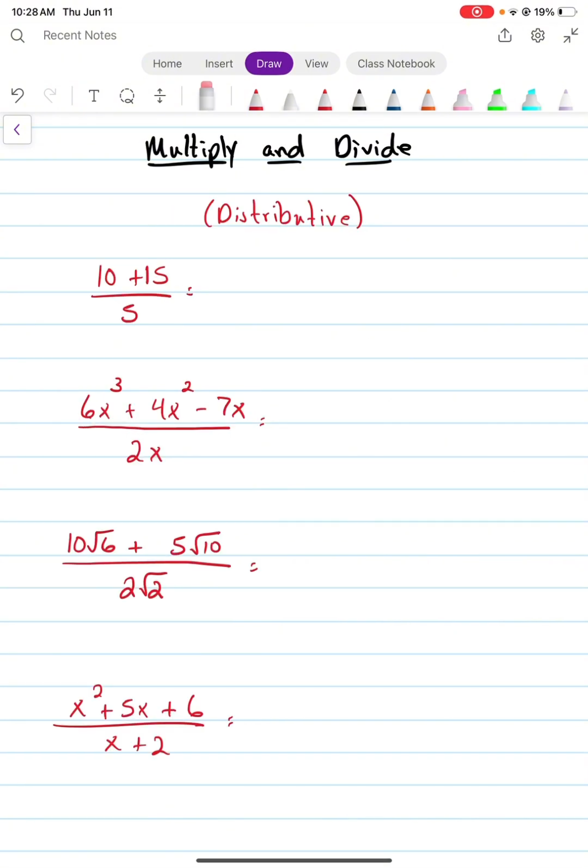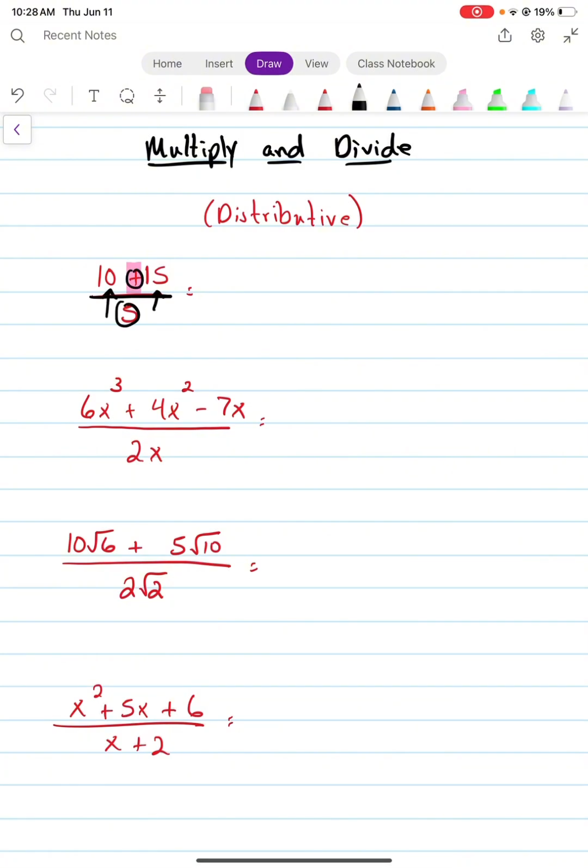Okay, one last reminder. Anytime there's a plus or a minus, as there is in this problem, we have distributive property. Now I do want to say about this first problem, notice the tops are alike. 10 and 15 can go ahead and be added, and that's going to be the easiest way to work this. But I just want to use this as an example. Since this is being divided by 5, you have a plus sign. They're both being divided by 5.